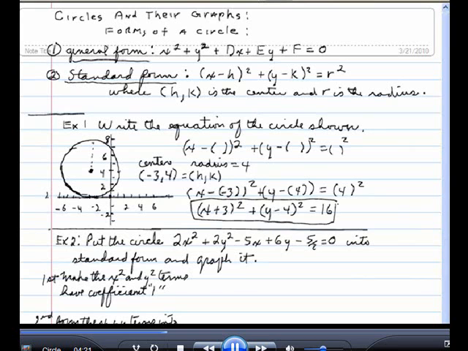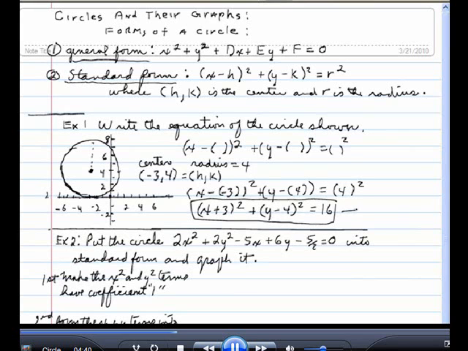And that completes example 1. Fairly simple. From the graph we see the center, from the graph we see the radius. We plug in the center and the radius into the empty holes, and we immediately have our equation of a circle.